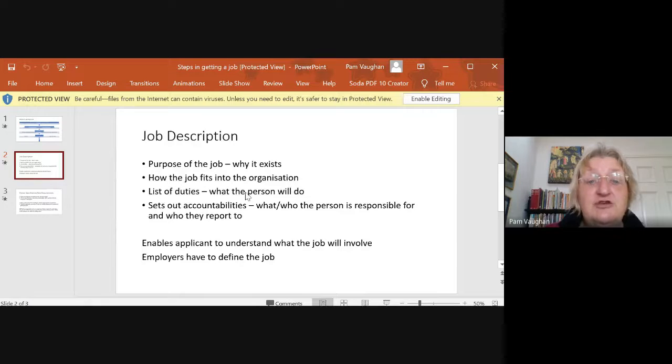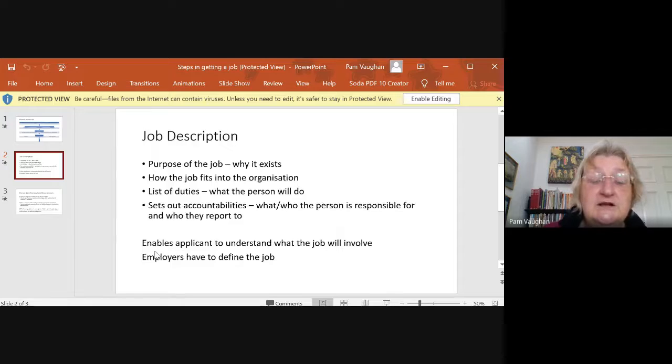That's a really good thing for candidates to look at, because they might think, well, I don't want to spend all my time selling washing machines or whatever it is, or I don't want to spend all my time doing computer input. And if it says that's what you're going to be doing, then you'll know it's not the job for you. But if the list of duties seems quite interesting, and seems to be what the person wants, then that's a good indication it's maybe a job to apply for.